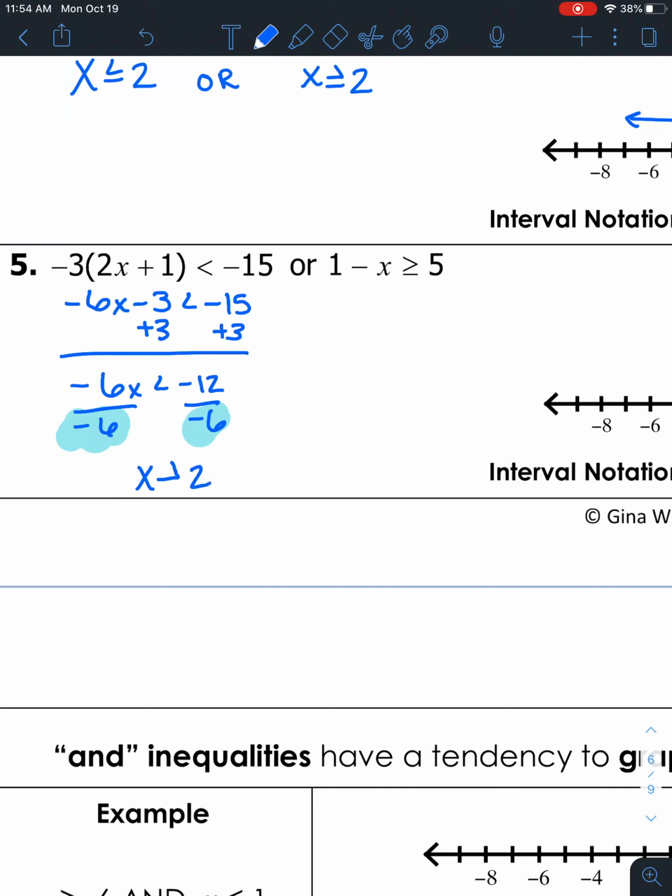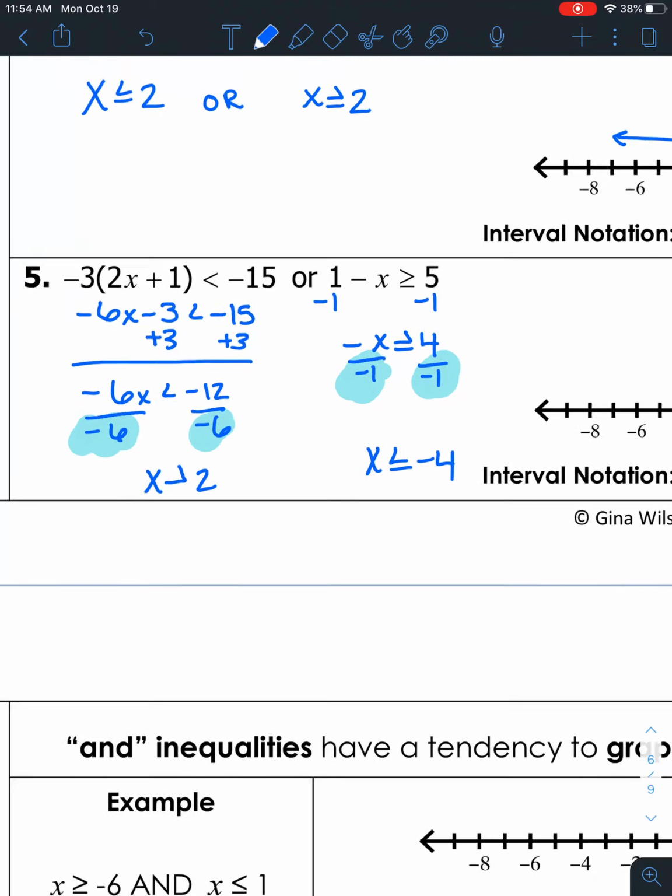All right, let's work our other side. Going to minus 1 from both sides, so that gives me negative x is greater than or equal to 4. Divide both sides by negative 1. Flip your sign. So that gets me x is less than or equal to negative 4.